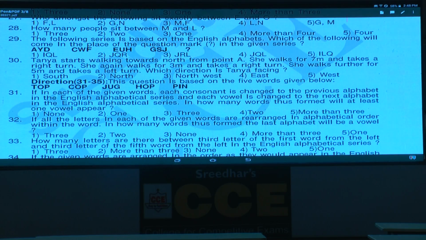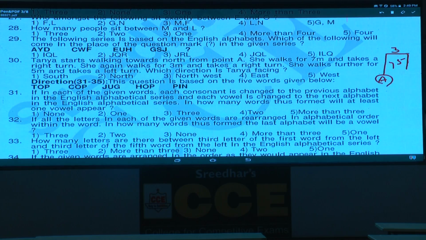Then question numbers 30 onwards. Now question number 30, Tanya started walking towards north from point A. Now let us take this is point A. From here she traveled towards north, isn't it? She walks for 7 meters and takes a right turn. She again walks for 3 meters and takes a right turn. She walks further for 5 meters. Now she traveled for how many meters? 5 meters only, isn't it? 5 meters and takes a left turn.